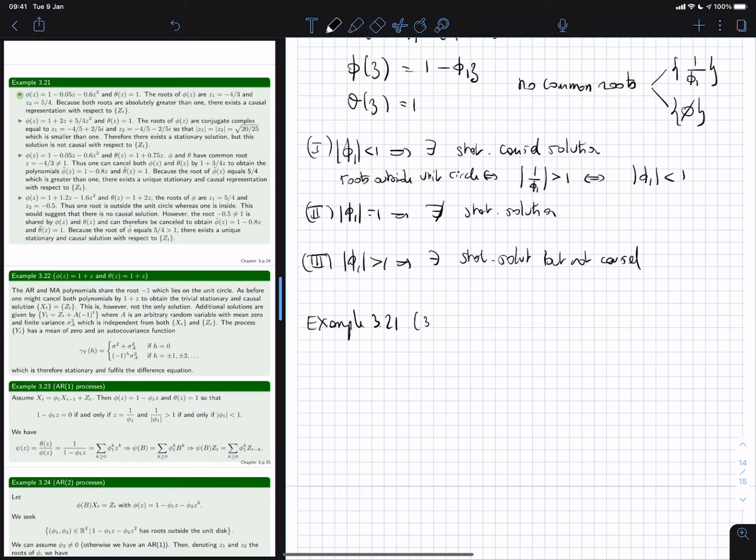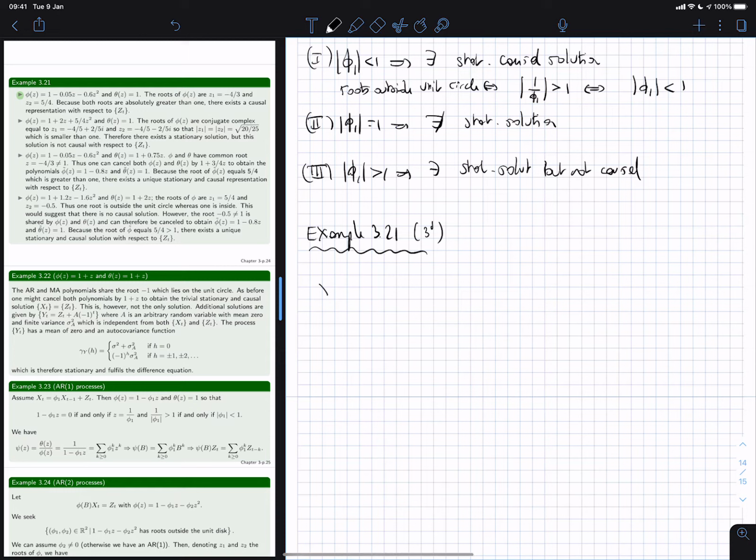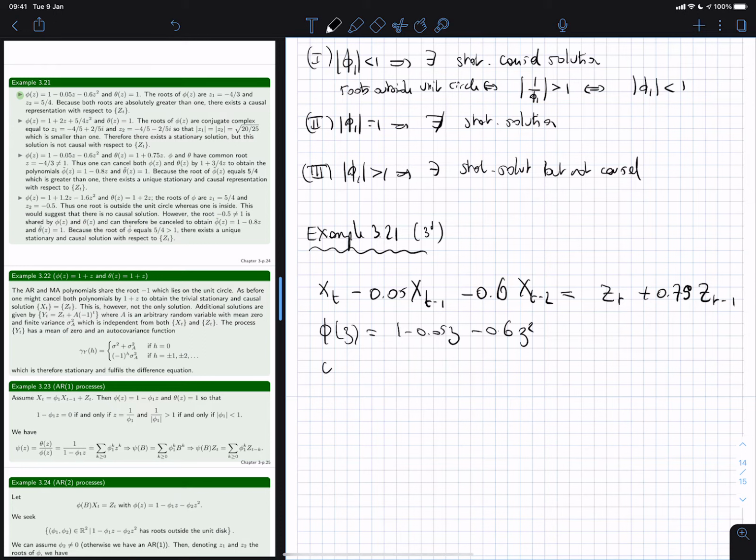And I look at the third bullet point. So we have x_t minus 0.05 x_{t-1} minus 0.6 x_{t-2}, and you would want that to be equal to z_t plus 0.75 z_{t-1}. That's the equation that we're working with. Okay, and the polynomial phi of z is therefore this guy. Polynomial theta of z is this guy.